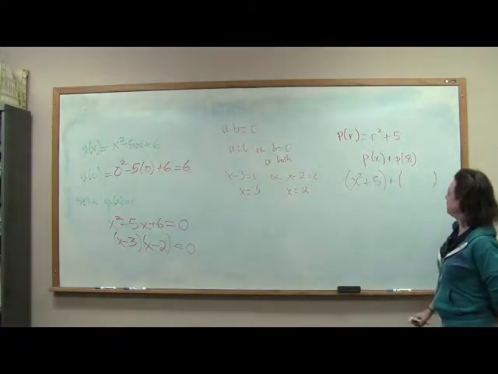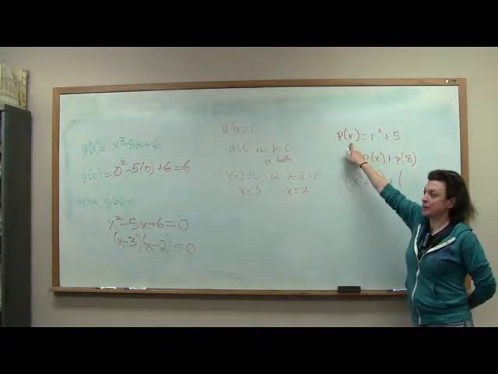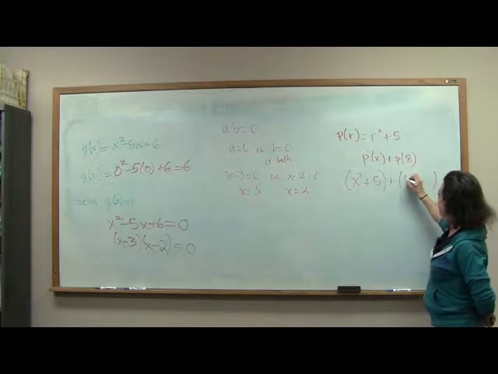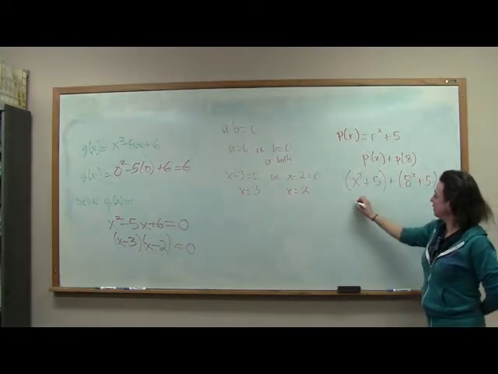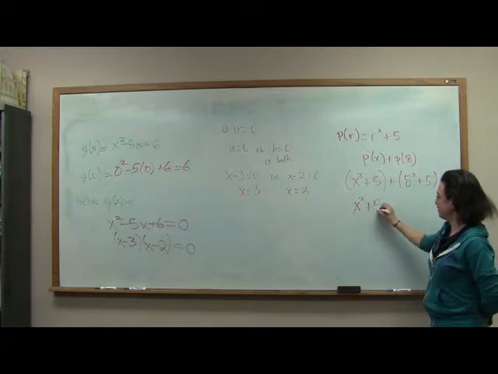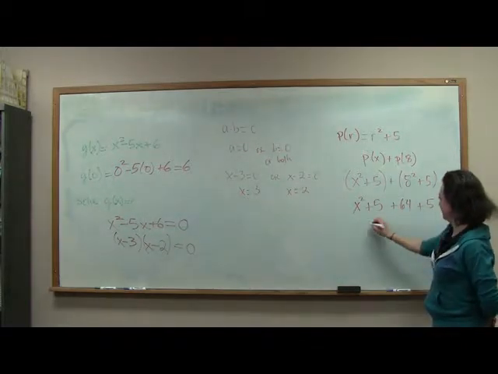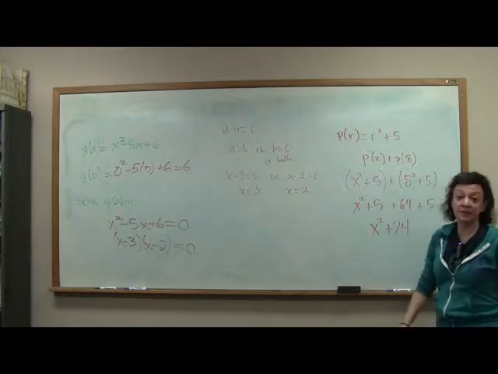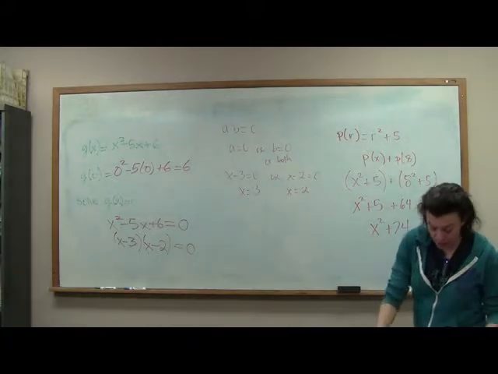Now, let's compute P of 8. What does it mean to compute P of 8? Everywhere where we see an R in our function P, we're going to plug in an 8. So we have x squared plus 5 plus 64 plus 5. So we get x squared plus 74. All right.